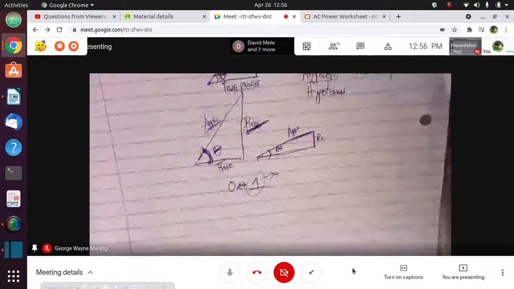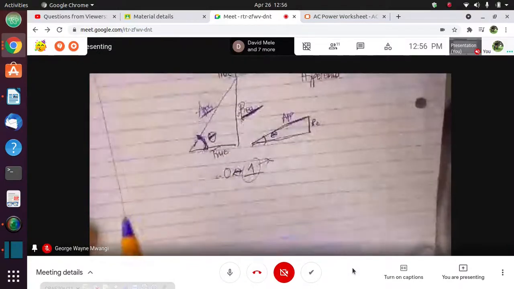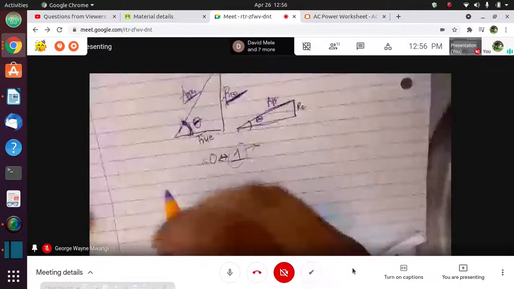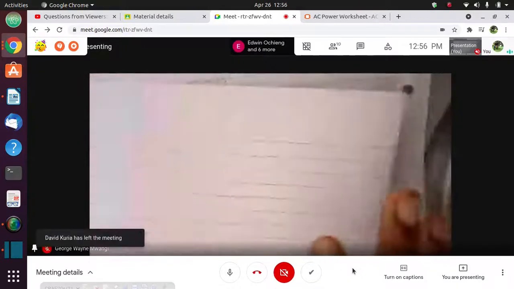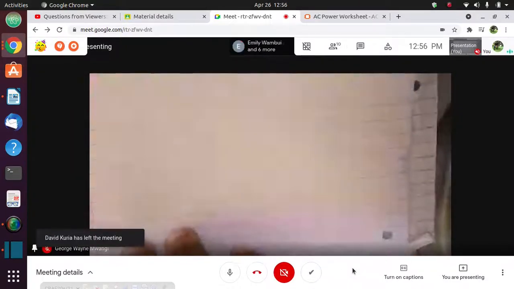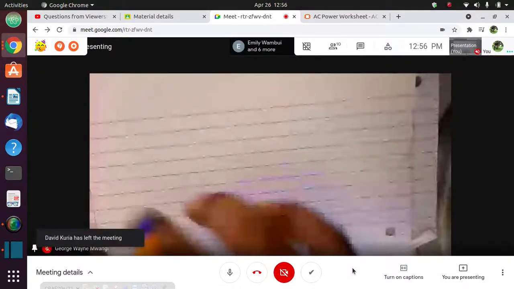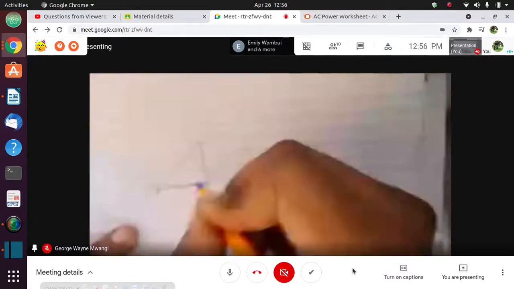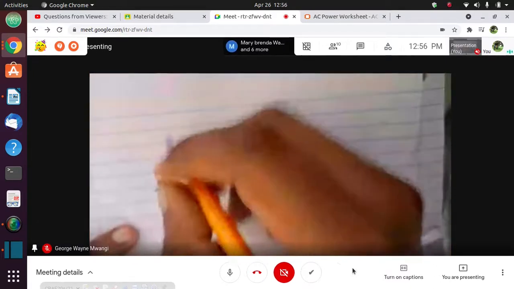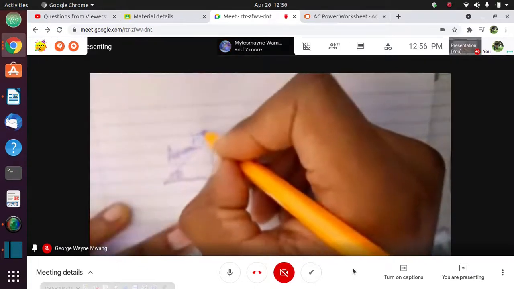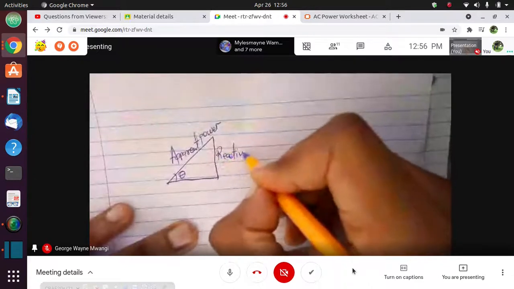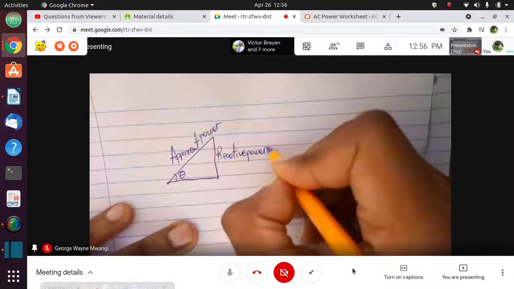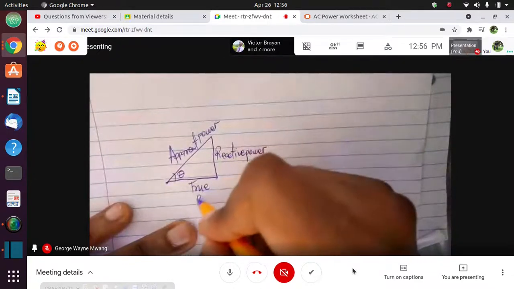Okay. Now, how do we calculate power? I mean power factor. There are so many ways you can calculate power factor. The one that I've shown you is by using the power. Tumetumia power to calculate power factor. This is apparent power, this is reactive power, and this is true power.